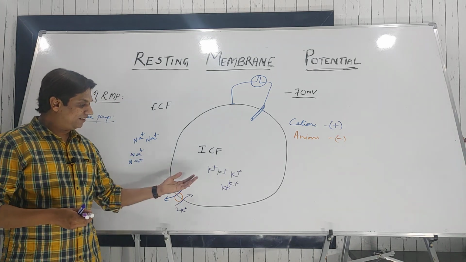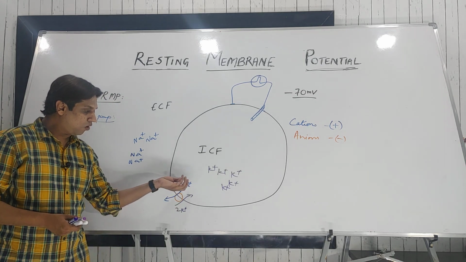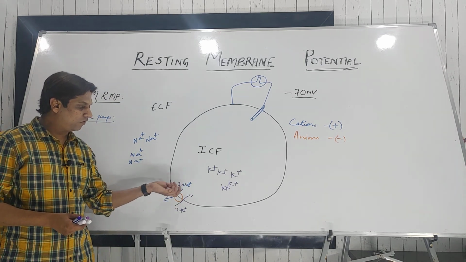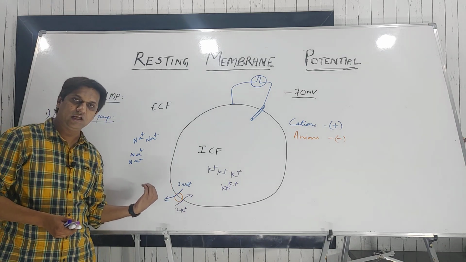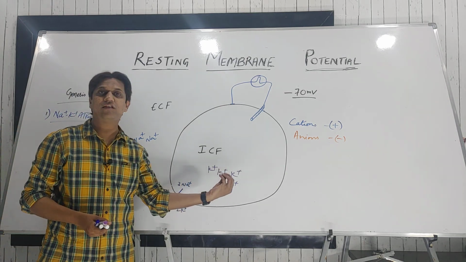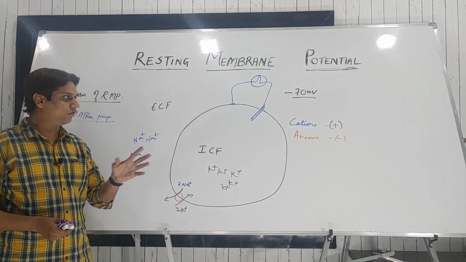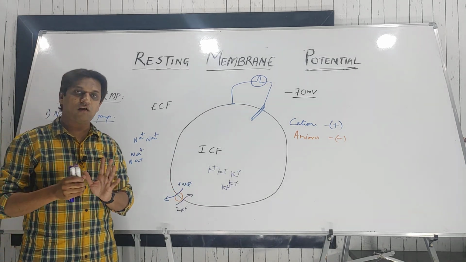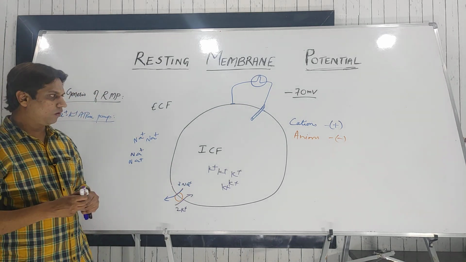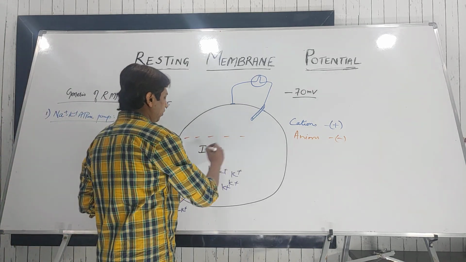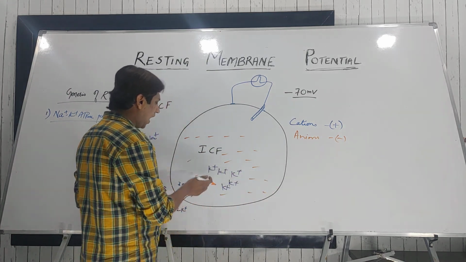Now simultaneously it is generating negativity inside. Why? Because more positive ions are going outside and fewer positive ions are coming inside. That is, 3 positive charges are going outside and only 2 positive charges are coming inside. So there is a net loss of 1 cation, that is, 1 positive charge is a net loss. So there will be more negativity inside the cell as compared to the outside.